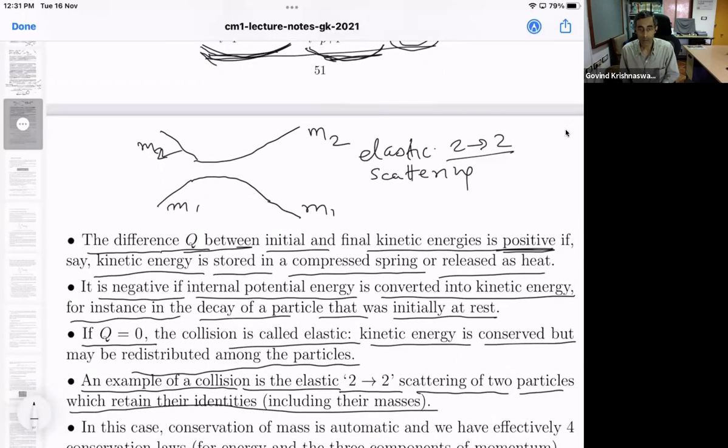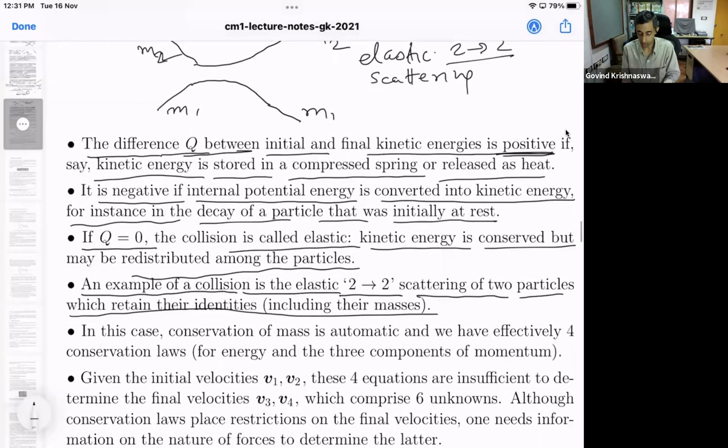Now I want to look at this case in a little bit more detail. But before I do that, any question about the setup? All right, then let us proceed.